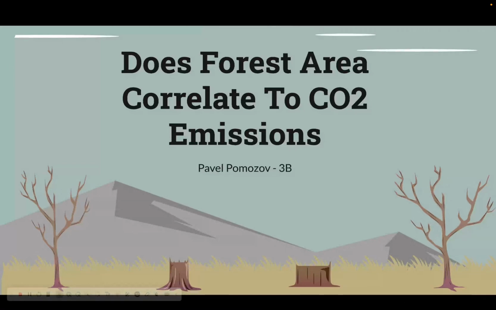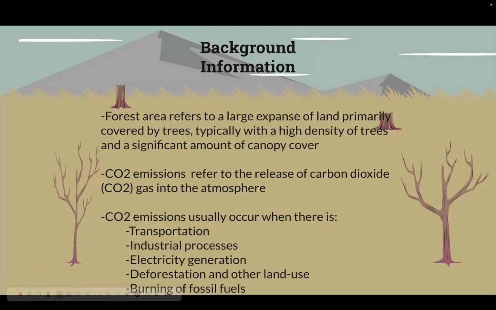Hello, my name is Pavel Pomzov and I'm doing my data project on forest area and CO2 emissions. So what is forest area and what are CO2 emissions? Forest area refers to a large expanse of land primarily covered by trees with a high density of trees and a significant amount of canopy cover. CO2 emissions refer to the release of carbon dioxide gas into the atmosphere.